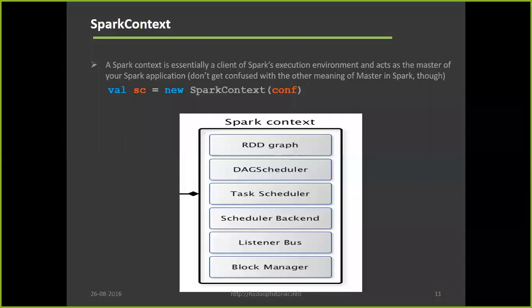And then coming to the Spark context. So we create the Spark context object by taking the conf object. This is the most widely used or popular way of creating Spark context. We have three more ways also, but we rarely use them. Okay. So Spark context internally offers these many functionalities for us. It maintains RDD graphs, DAG scheduler, task scheduler, scheduler backend, listener bus, block manager.